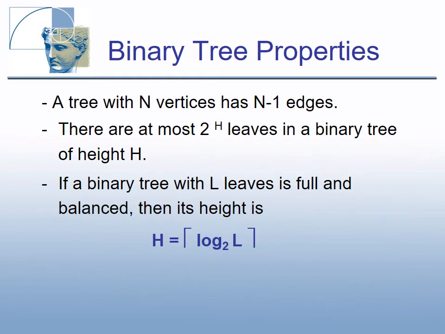Let's consider binary tree properties. A tree with n vertices has n-1 edges. There are at most 2 power h leaves in a binary tree of height h. If a binary tree with L leaves is full and balanced, then its height can be calculated as follows.